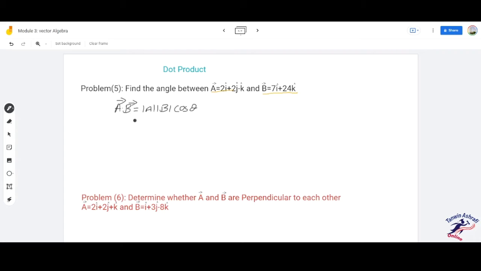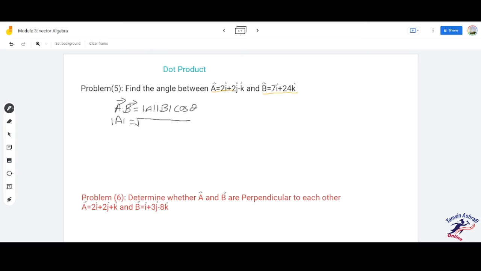And why have I not taken the cross product? Because there is an n cap unit vector at the end, and I don't want that unit vector to become a problem over here. So I am taking the dot product to find the angle between these two vectors A and B. That is what we are trying to find. So let's solve and find the magnitude of A.